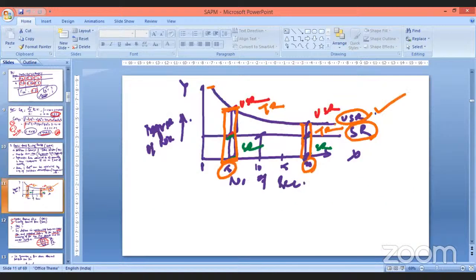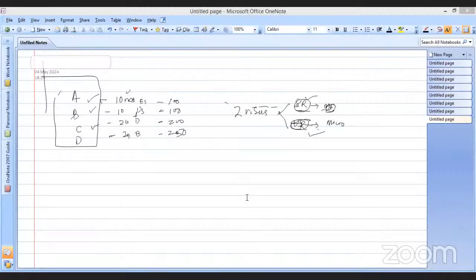We can take this particular diagram. Here I am drawing this diagram for your better understanding. You just tell me whether my notepad is visible. Is it visible to you? Okay, very good.